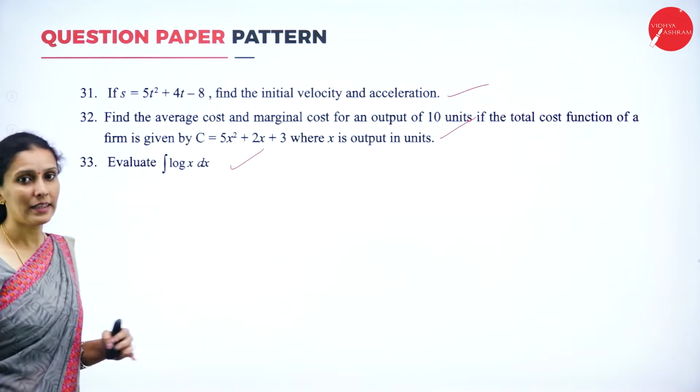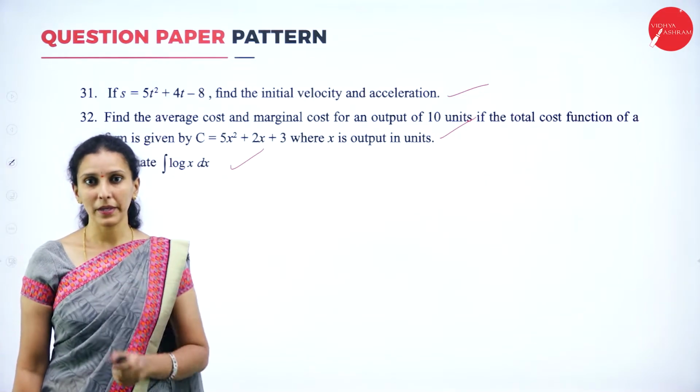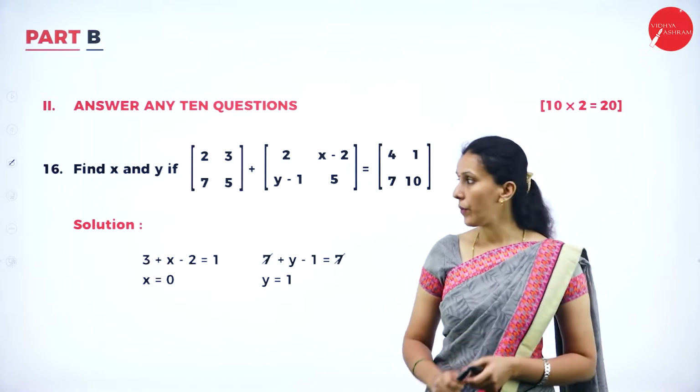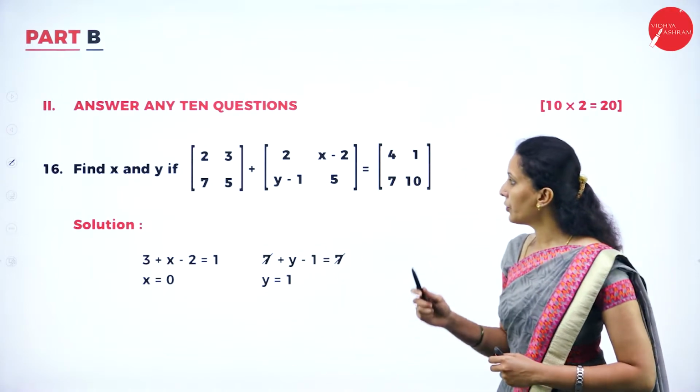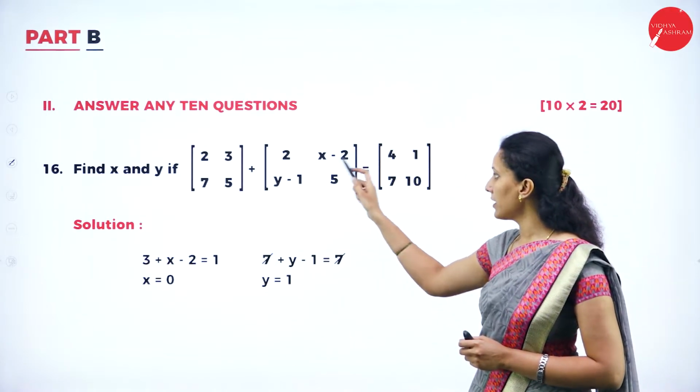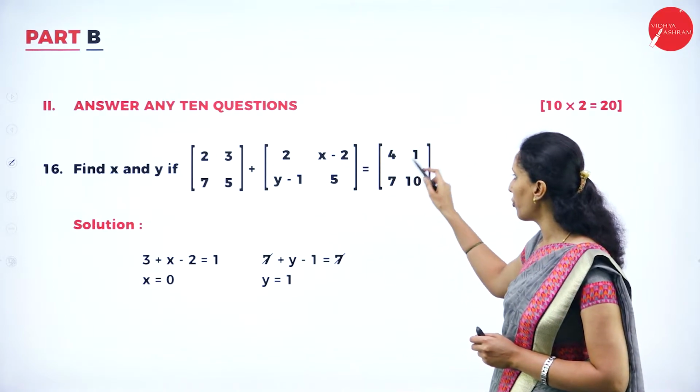So let's solve this model question paper part B questions. Here is our first question. Find x and y if the matrix [2, 3; 7, 5] plus [2, x minus 2; y minus 1, 5] is equal to [4, 1; 7, 10].